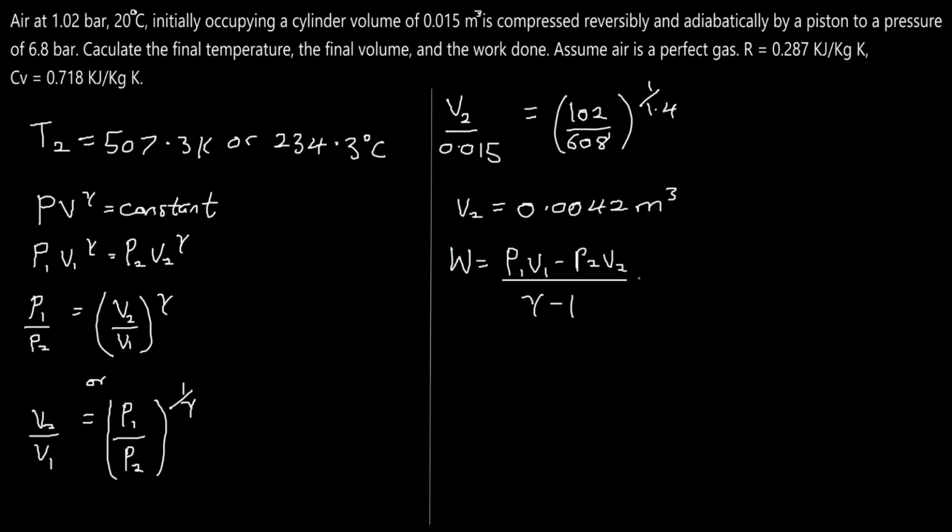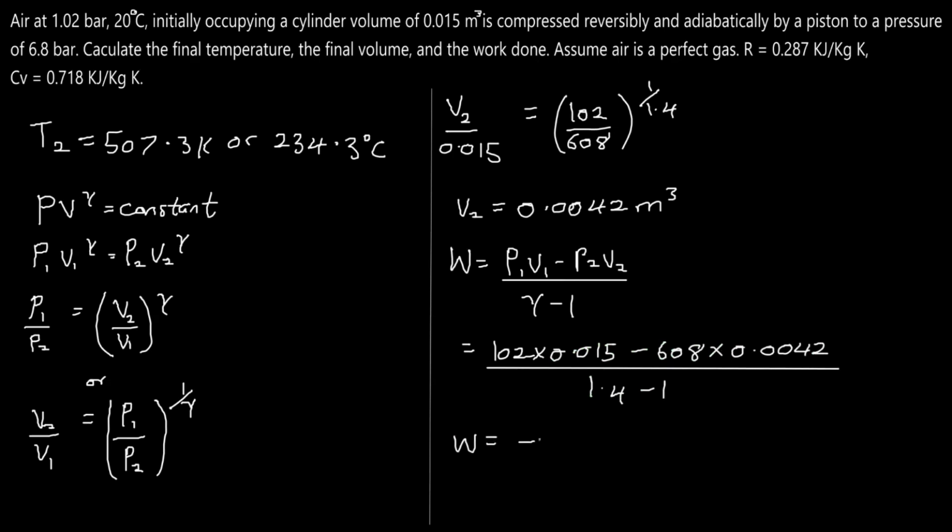To calculate the work done, we use our derived expression for work. Work done equals (P1V1 minus P2V2) divided by (specific heat ratio minus 1). And substituting all our values, we obtain our work done as minus 2.56 kilojoules. The negative value means work was done on the system, and this makes sense since the fluid was compressed.